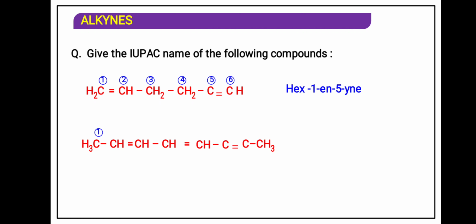Now here the numbering will be from both sides. The triple bond is at position 2 from this side, and from here the double bond is also at position 2. So the double bond will get first preference. So it will be 1, 2, 3 to 8, octane. The double bond is 2 times, so octa-2,4-diene, and E is replaced by the triple bond, that is 6-yne.